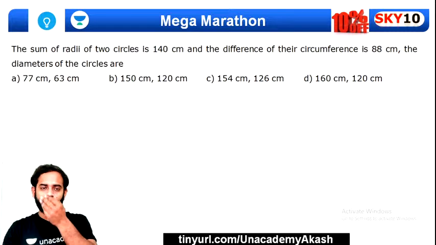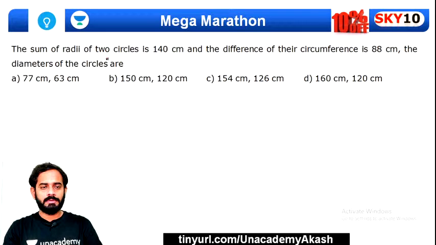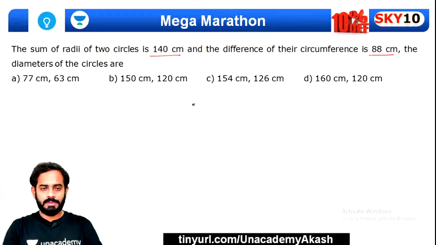Okay, try to solve this. The sum of radii of two circles is 140 centimeter and the difference of their circumference is 88 centimeter. The diameters of the circles are, let us say sum of radii, that is r1 plus r2, this is given as 140 centimeter. Okay, and let's say this is equation 1.